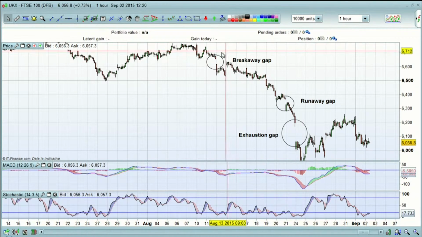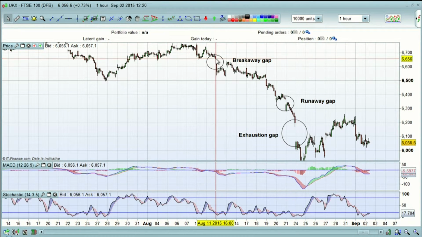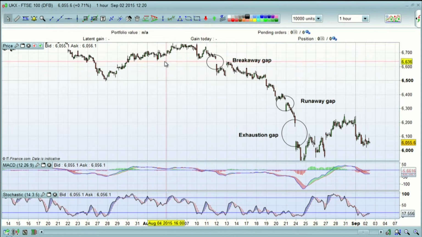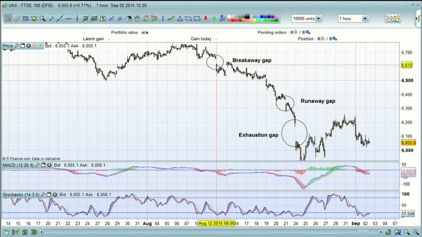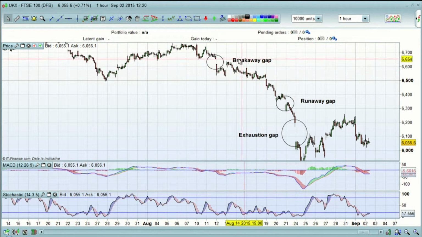Now the first of these is the breakaway gap. It comes after a period of consolidation, where the gap either jumps through support or through resistance to then move into a trending market. On this occasion, we've got support around 66.50. The price jumps through that, the gap isn't closed, and we move into a downward trend, and that is all starting from the breakaway gap.